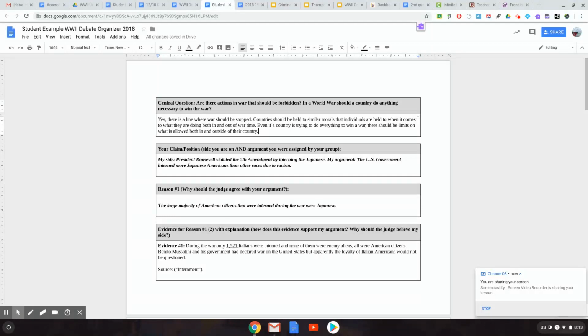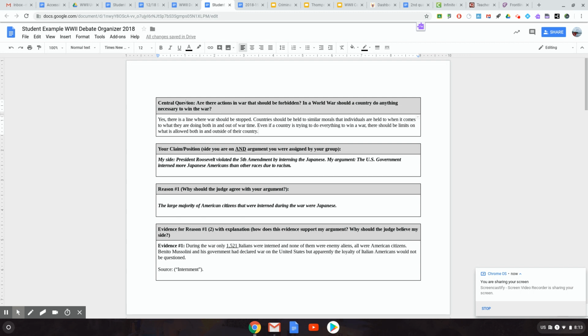All right, guys, so this is a student example of the debate organizer that you're going to be using to prep for our debate on World War II. So hopefully this style of outline looks familiar to you. It's very, very similar to what we've used for the 9/11 project and for the Great Depression essay.